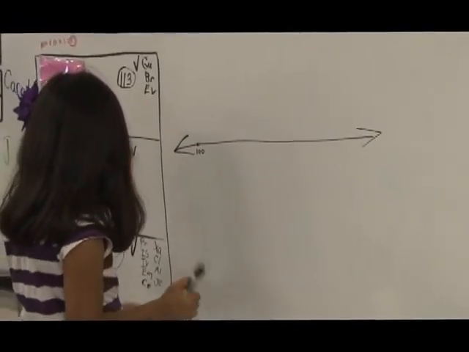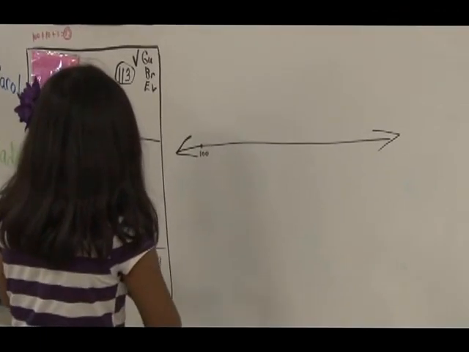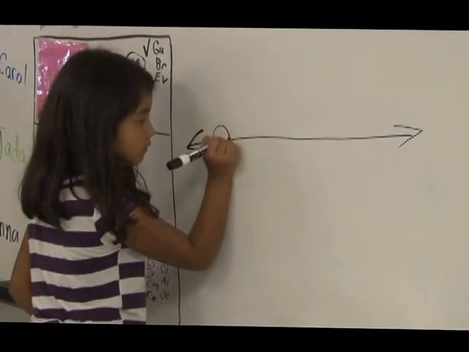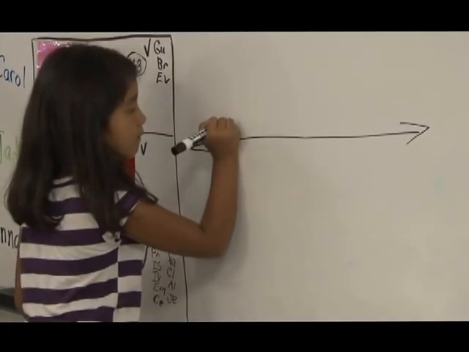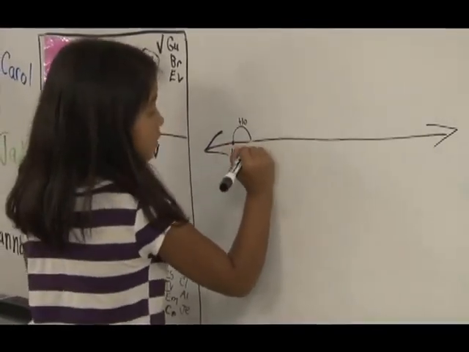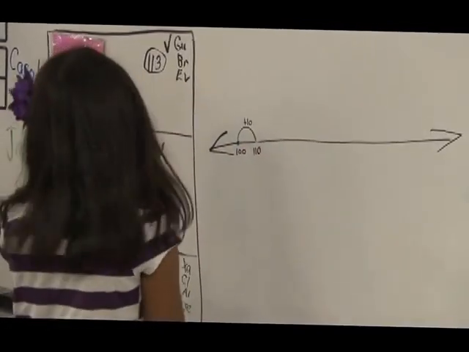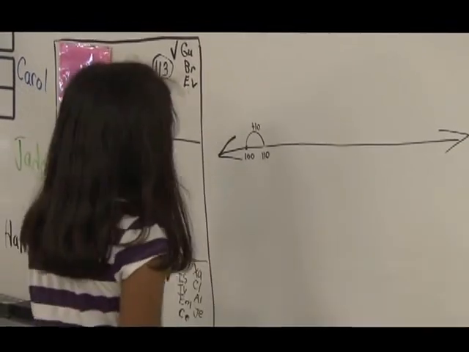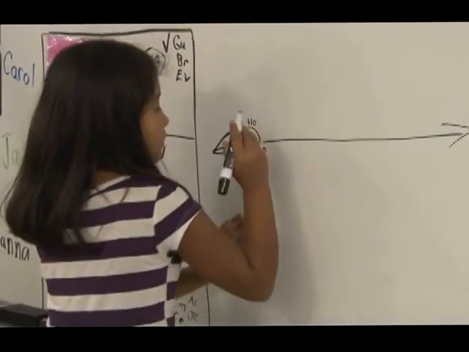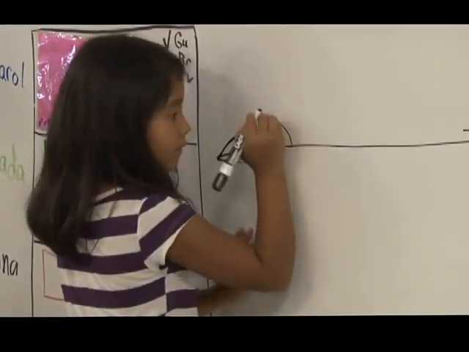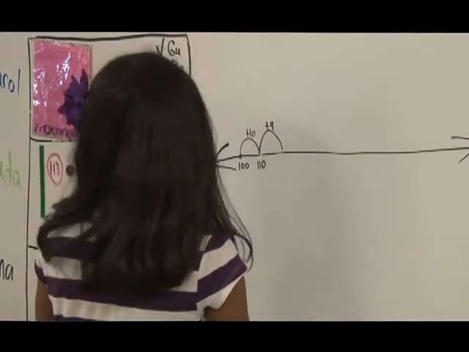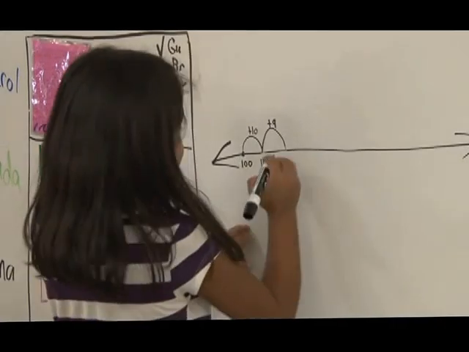What are you going to add next? A 10. Why? Because that's the other biggest number. That's the next biggest number. I'm going to add a 10. Where does that put us? 110. Now what am I going to add? Plus 9. Hannah's 9 cats. Where does that leave us? 119. Excellent.